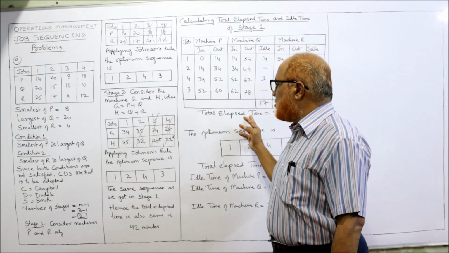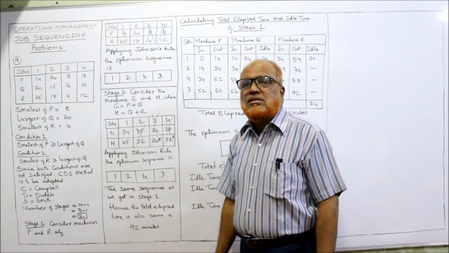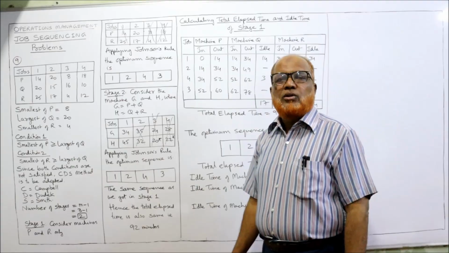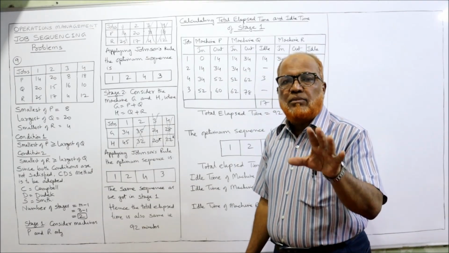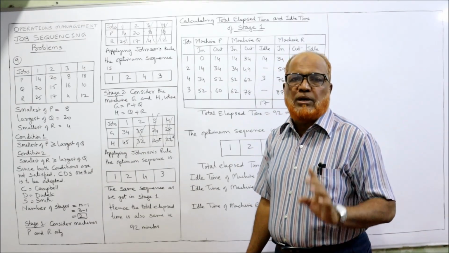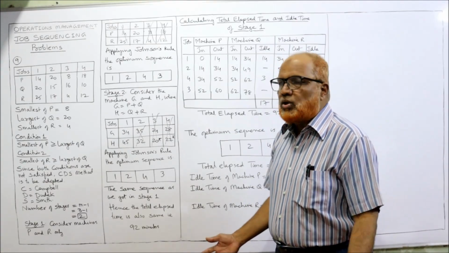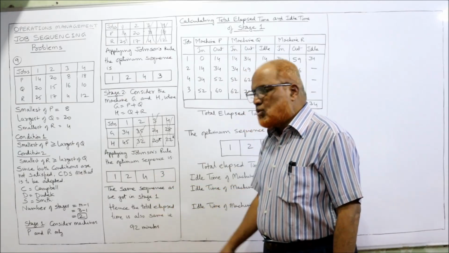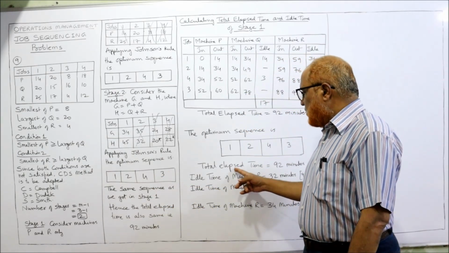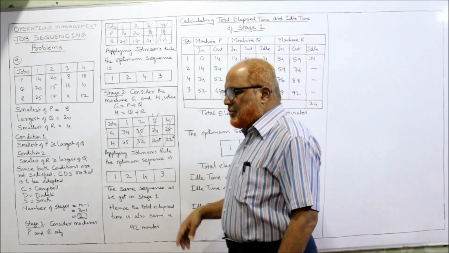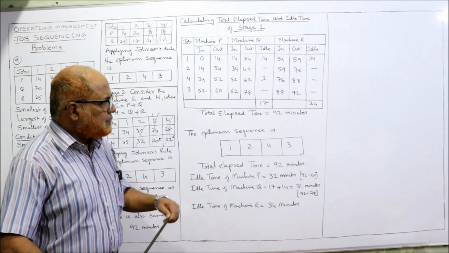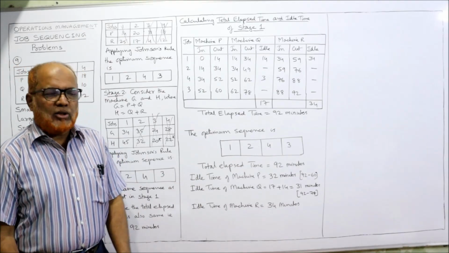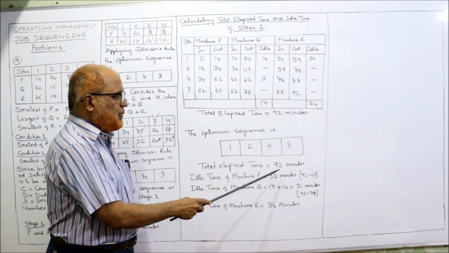Here you are getting 92 minutes. Suppose in the second stage you may get 90 minutes, total elapsed time 90 minutes. So whichever has the lower elapsed time, that sequence we select as optimum. Right? Here fortunately we have the same optimum sequence and the same total elapsed time. So the optimum sequence is 1, 2, 4, 3, and the total elapsed time is 92 minutes.